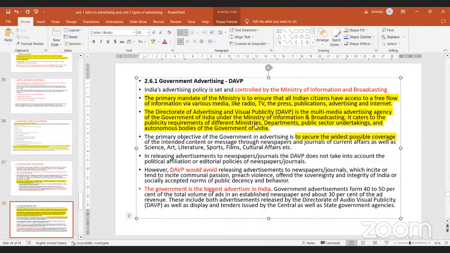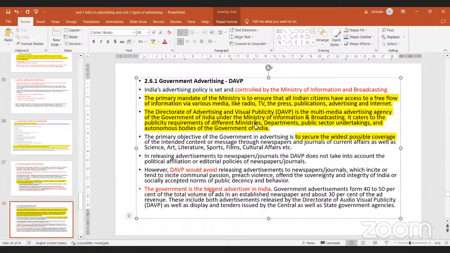And here they use various media platforms like radio, TV, press, publications, and advertising online also. All those means of communication they use to reach out to the public in the country. So here they try to see that wide coverage is given to whatever the activities of the government among the public.